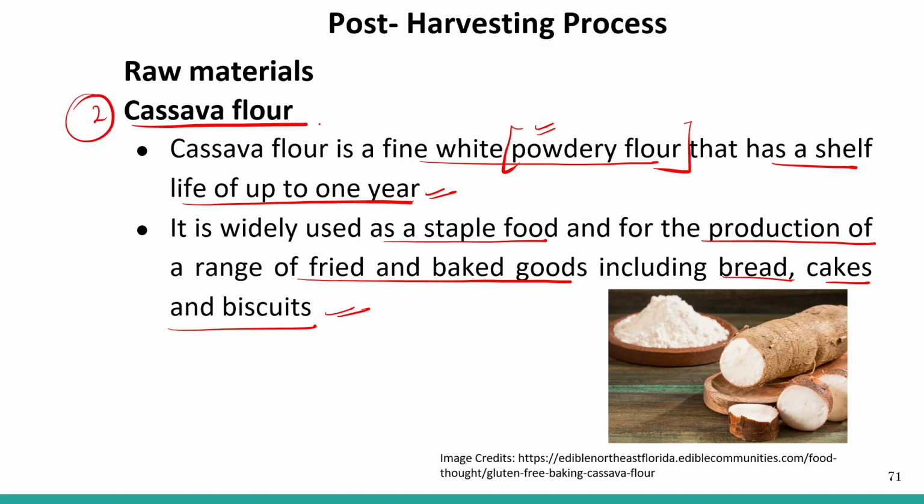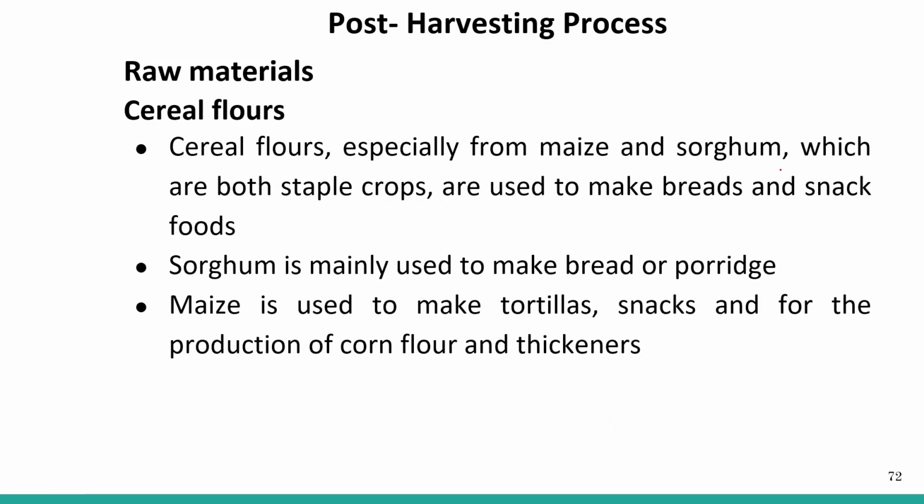So this cassava flour, cassava is basically a type of underground stem that is used for making flour. Okay, and that is used for making different breads, cakes, and biscuits. The best thing about this flour is that you can store it for up to 1 year. So the shelf life is greater in this case, that is, cassava flour.